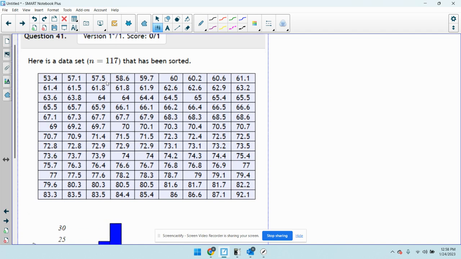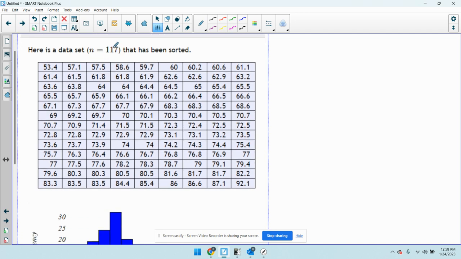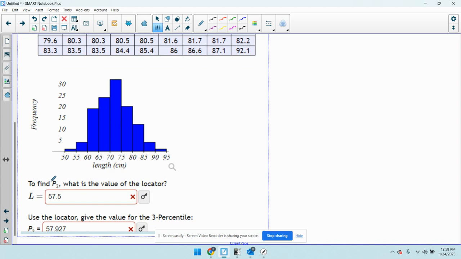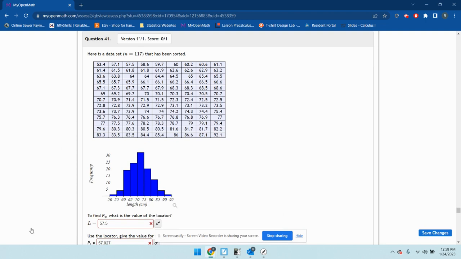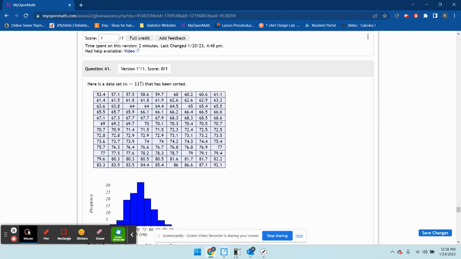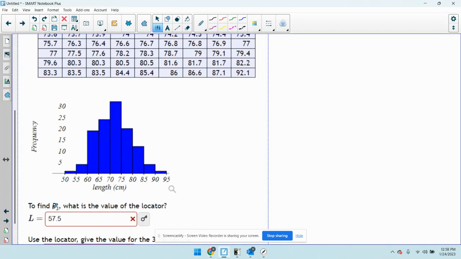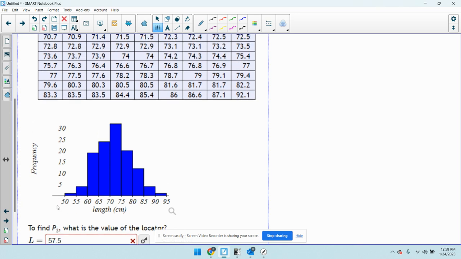Okay. And the last one says, here's a data set with 117 data values, and they've been sorted, luckily. It'd be a pain if they weren't. It says, find P3, the value of the locator. Okay, so when you see P with a sub number here, that's the percentile. So this is going to be the third percentile. It's kind of a weird one. It's a very low percentile to look for, but that's the third percentile.